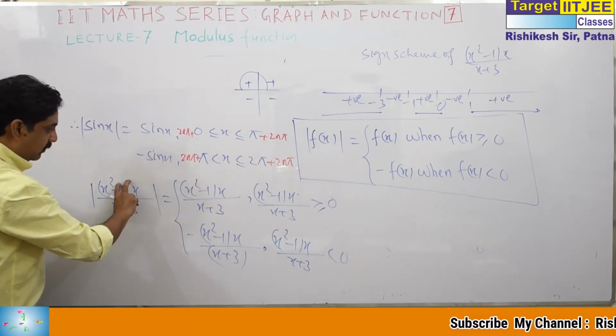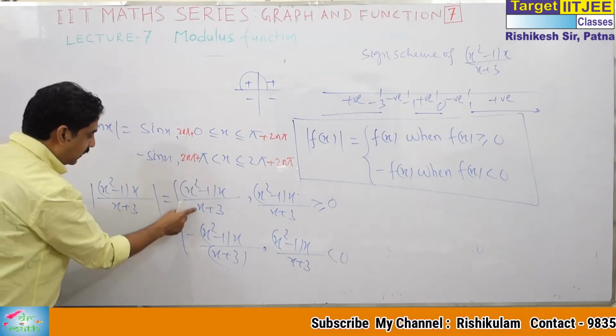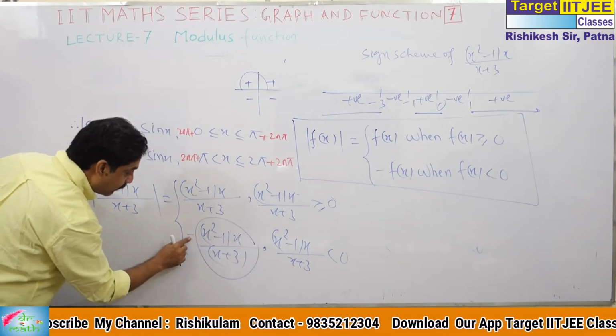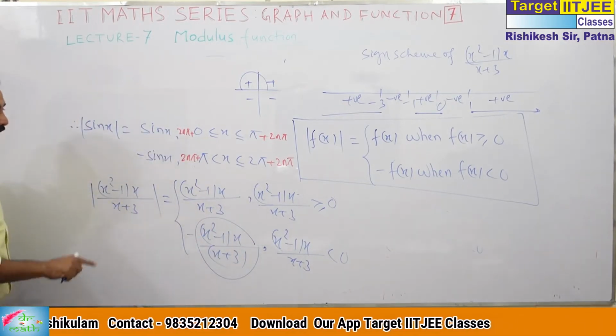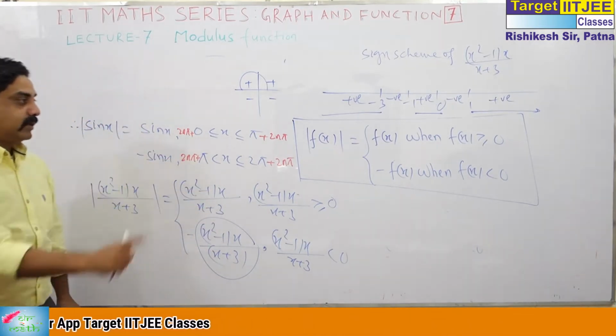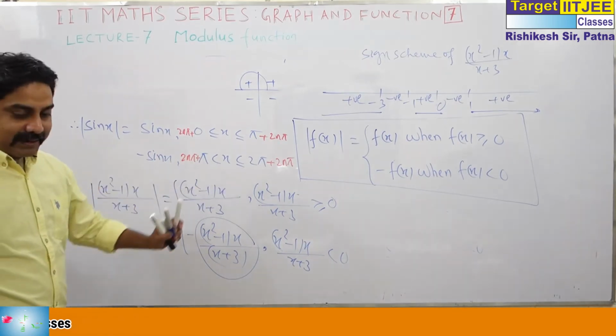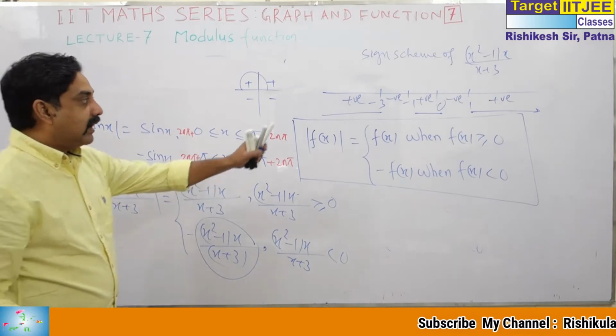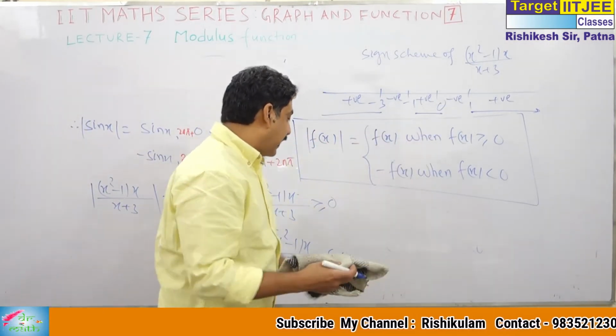If this is positive, write it as it is. If this expression is negative, put one more negative sign in order to make it positive. But I don't write it like this. How do I write? I just use this sign scheme.